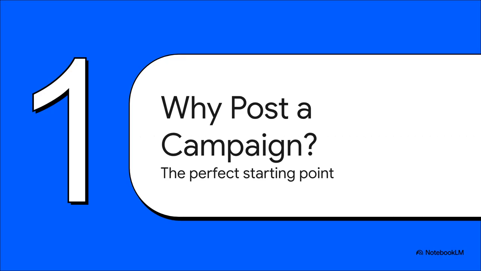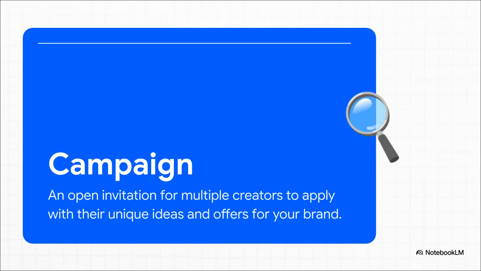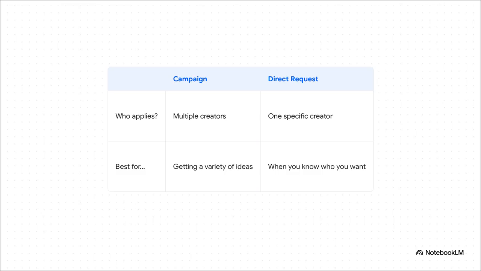Okay, but before we dive into the how, let's talk about the why. What is it about posting a campaign that makes it such a perfect starting point, especially if you're kind of new to this whole creator collaboration thing? It's actually really simple. A campaign is basically an open invitation. Think of it like you're putting out a casting call for your brand. You set the stage, you define the project, and then creators come to you with their own unique takes and offers. Now, this really breaks down the two main ways you can collaborate on Grandee.